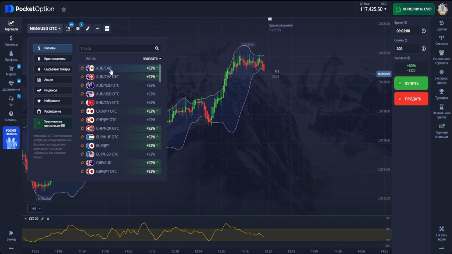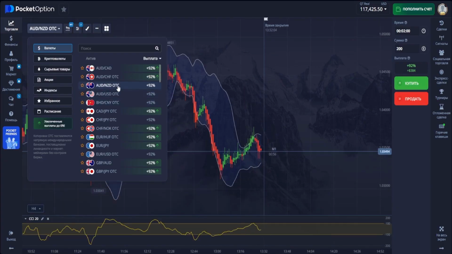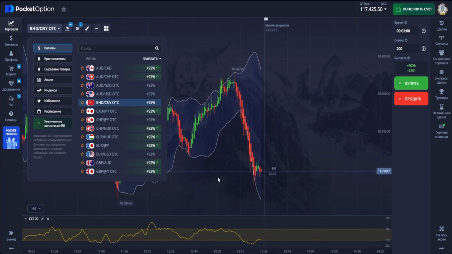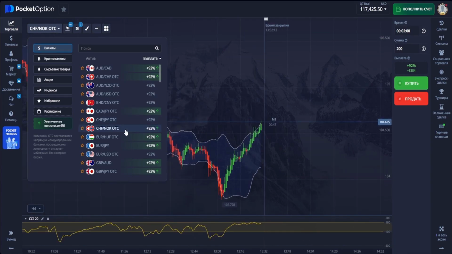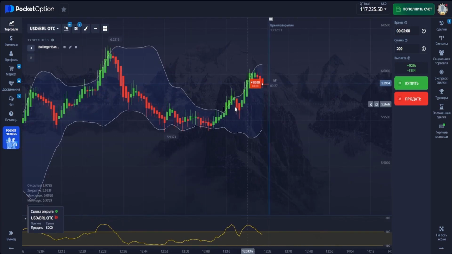Let's get started. I'll look for the first setup, enter a trade, and then I'll explain to you how you can work with this strategy. Guys, that was a good setup just recently, but it's already too late to enter there. Here, guys, is an excellent setup. I'm entering a 2-minute trade for $200, betting on a decline.